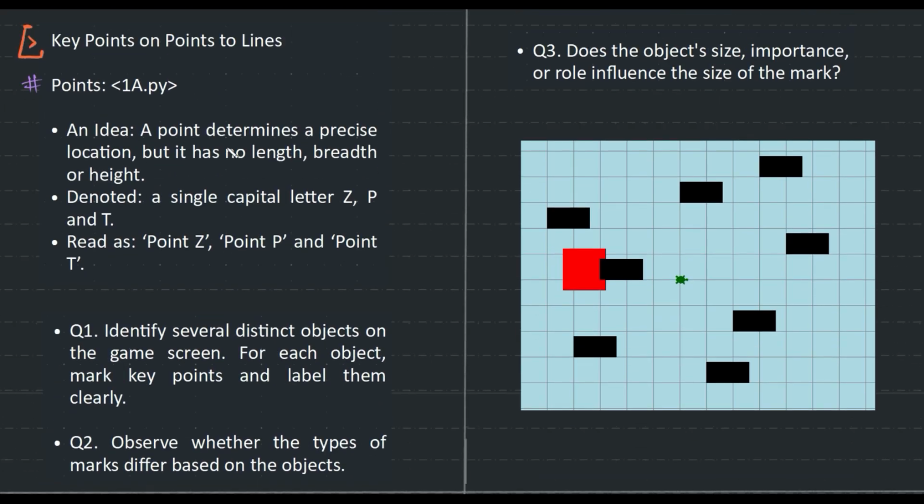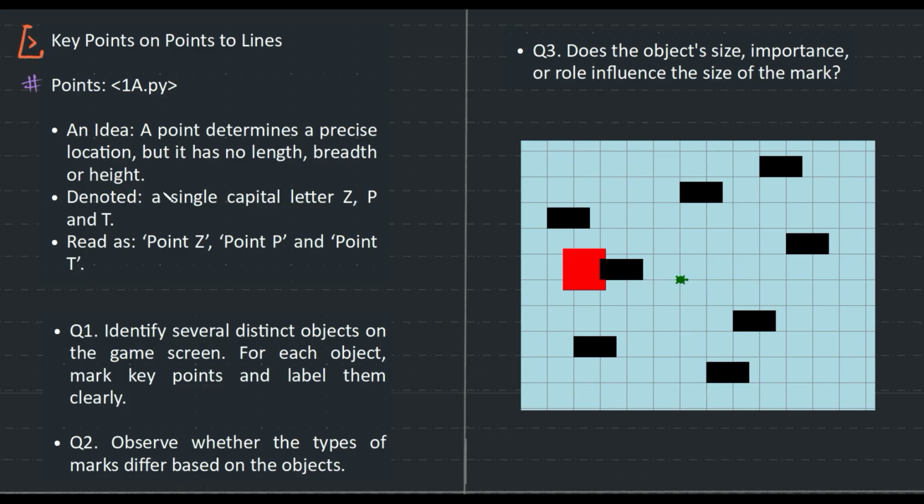Ideally, a point determines a precise location, but it has no length, breadth, or height. There's no size per se. I can't say this dot is bigger and this dot is smaller. Ideally means the perfect scenario. In the perfect scenario, we don't have to talk about the thickness or the length or the breadth. There are no dimensions per se.